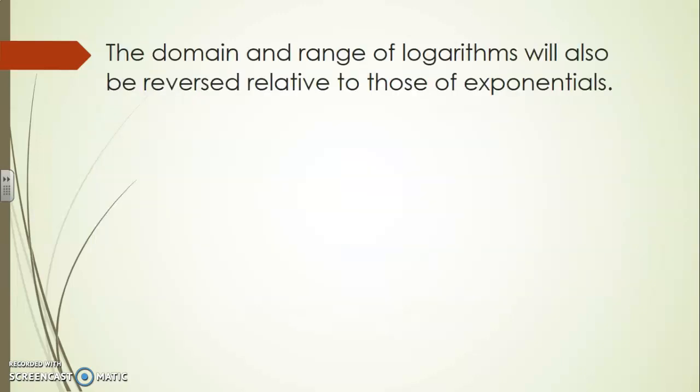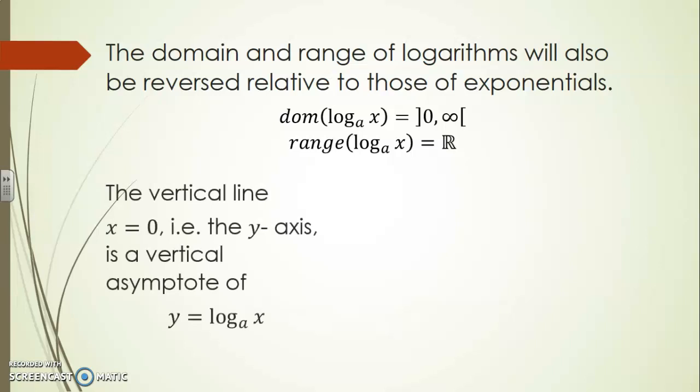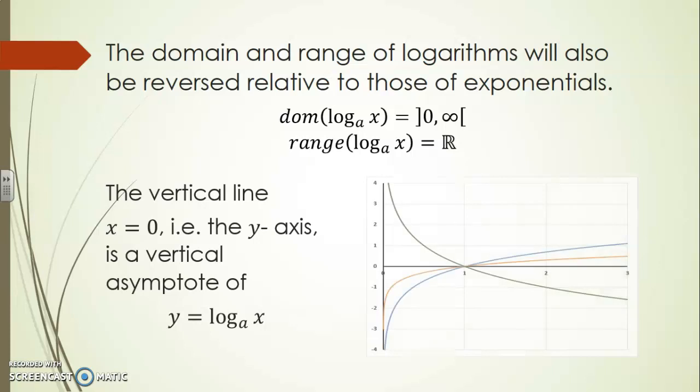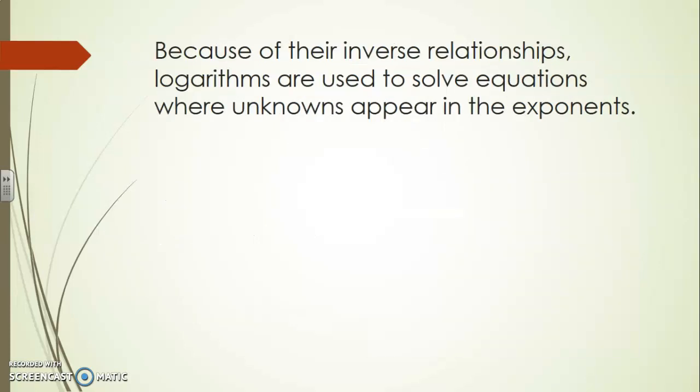The domain and the range of logarithms are therefore reversed relative to those of the exponentials. The domain of a logarithm consists of all positive values of x, excluding 0. The range consists of all real numbers. The vertical line x equals 0, that is the y-axis, is a vertical asymptote of logarithmic functions in base a. Notice how, regardless of the base, x equals 0 is a vertical asymptote.